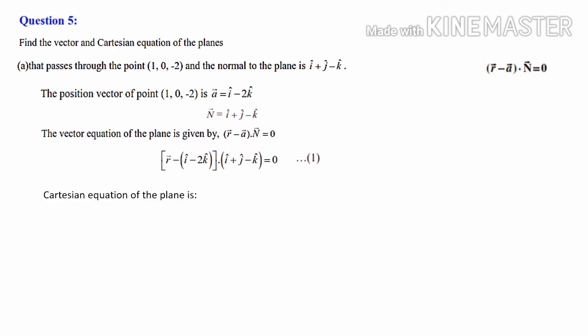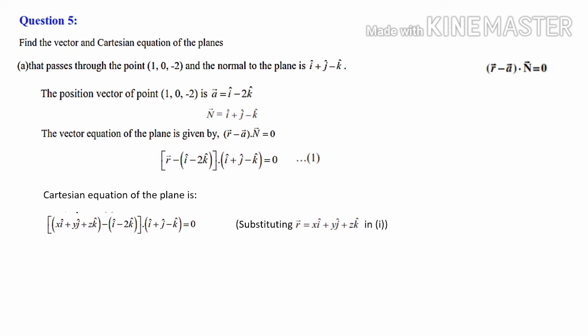Next we have to go for finding the Cartesian equation. For the Cartesian equation we are not going to use any separate formula, we will just substitute the value of vector r in Cartesian form. Vector r, we know that it is the position vector of the arbitrary point x, y, z, that is, when you write in vector form, it comes as xi plus yj plus zk. So let's substitute it. That is xi plus yj plus zk minus, this one is i cap minus 2k cap, it is the same, dot i cap plus j cap minus k cap is equal to 0.